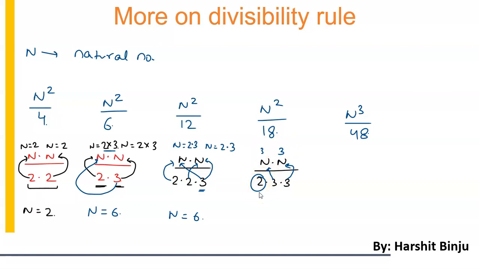I cannot give it to one of the n's. So I'll give this to both the n's. This as well as this. So both of them will become 3 into 2 and 3 into 2, which will simply give you n is equal to 6.